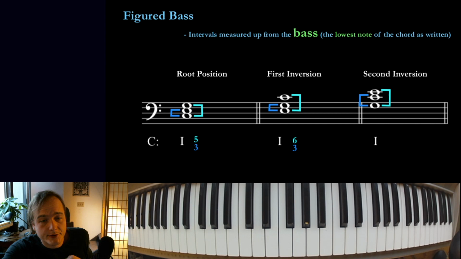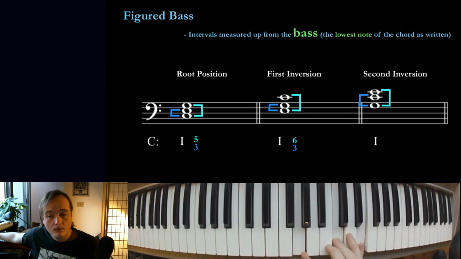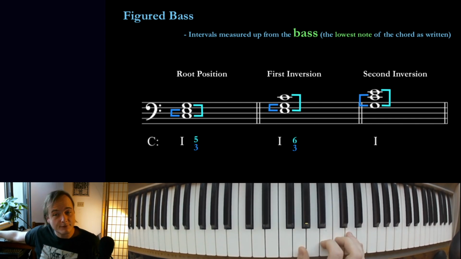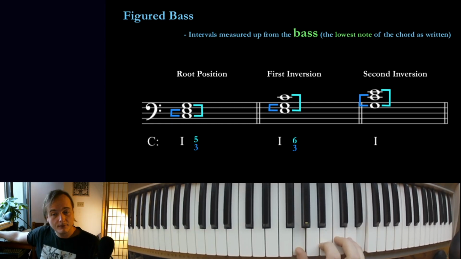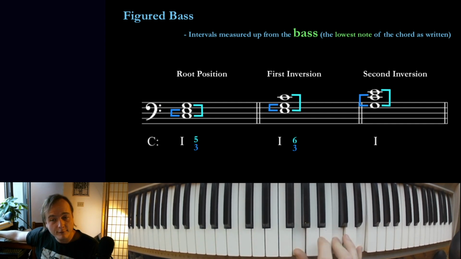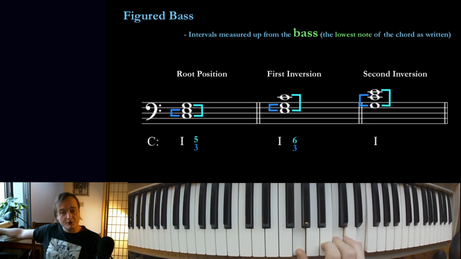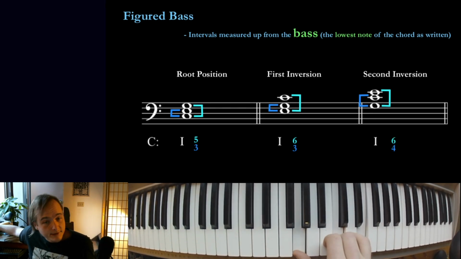And then the second inversion is going to have a 6th from G up to E. This time it's a major 6th, but we'll just note that it's a 6th. And then G up to C, which is a perfect 4th. So second inversion, as you might imagine, will be called 6/4.